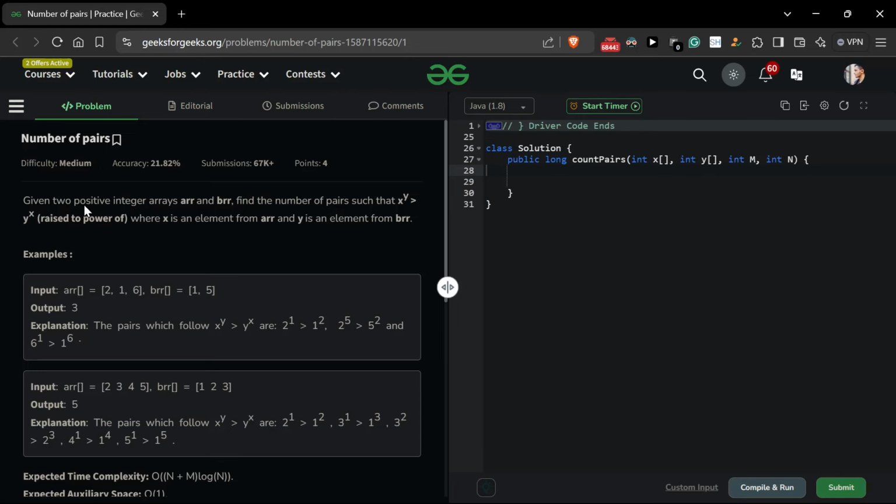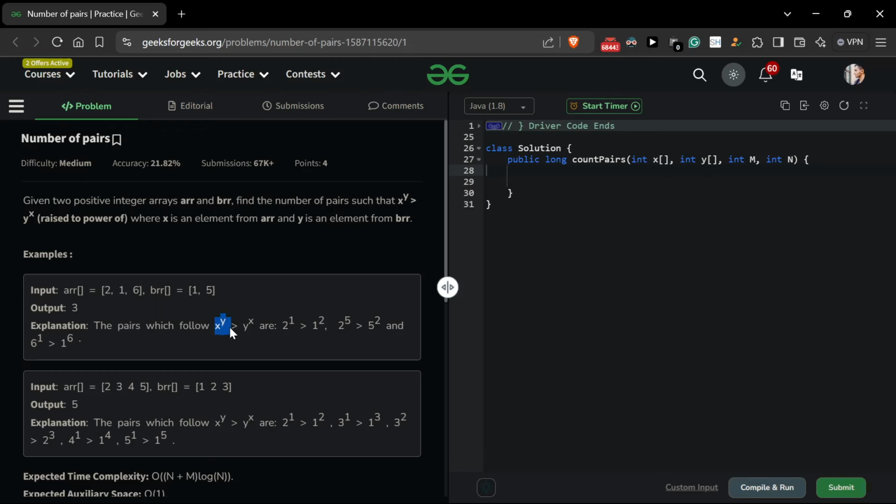What does it say? We are given two positive integer arrays, array 1 and array 2. We have to find the number of pairs such that x to the power of y is greater than y to the power of x, where x is an element from array 1 and y is an element from array 2. You can solve this by comparing every pair, so the time complexity will be n cross m, but we have to somehow optimize this.